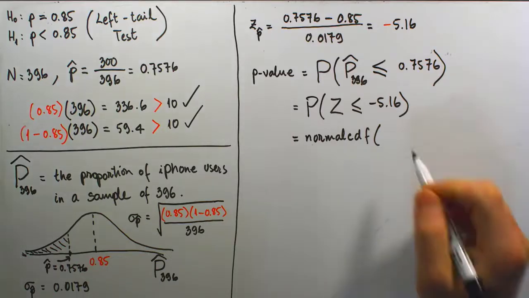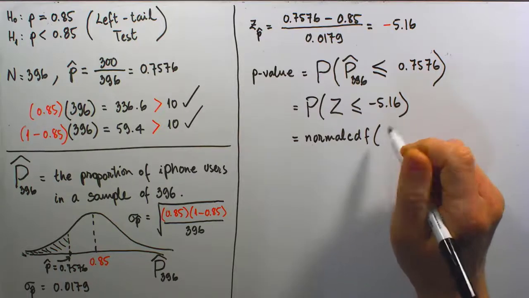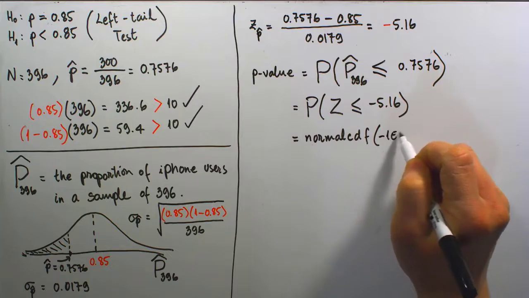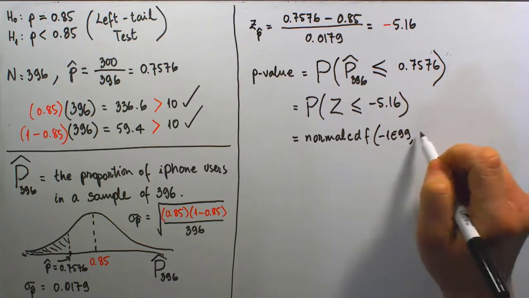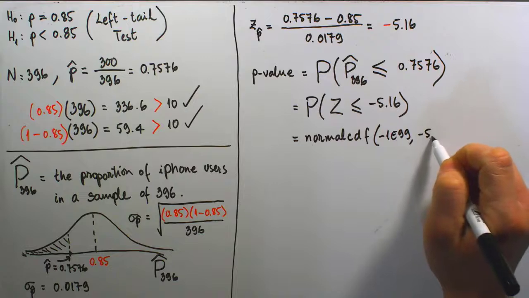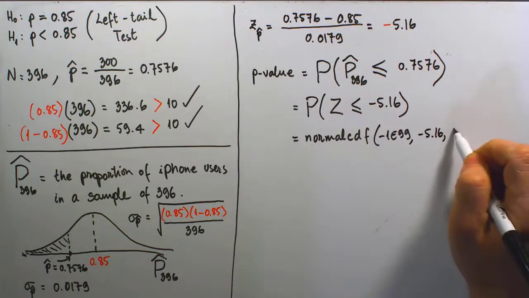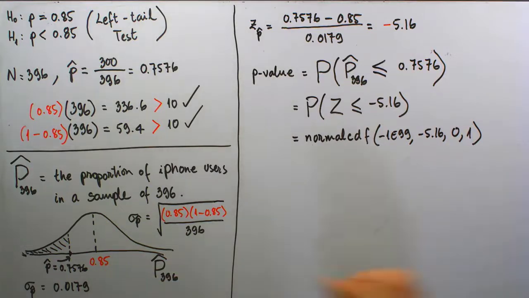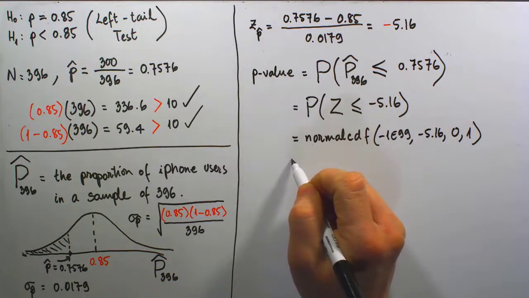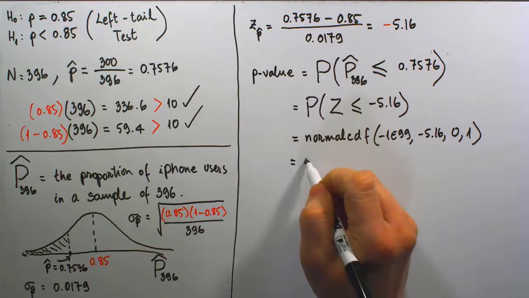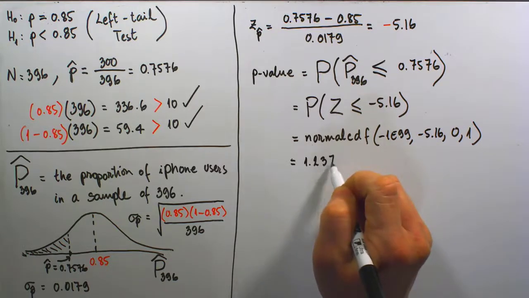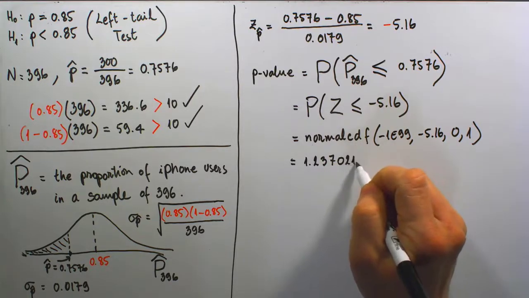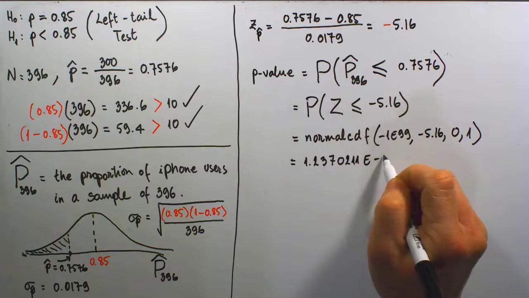And so back on the writing board of mine right here, the command can be completed as -1 E99 with a comma, the upper end negative 5.16, 0 for mu, and 1 for sigma on this current bell curve. And so now the answer came out from the calculator we have seen earlier, 1.2370211 E negative 7.